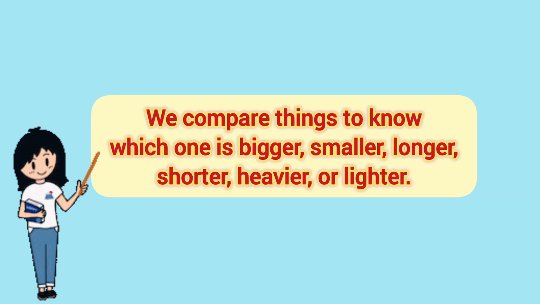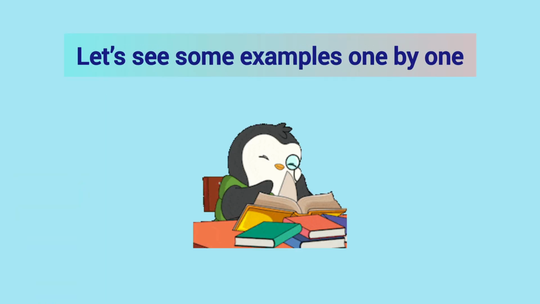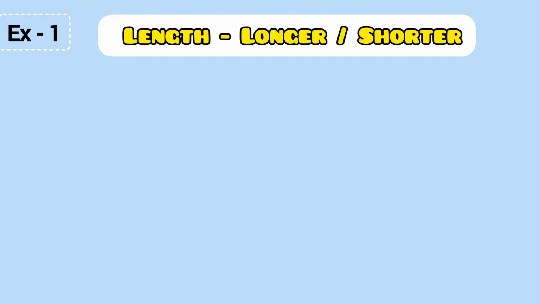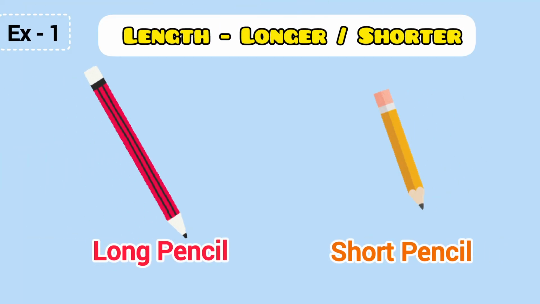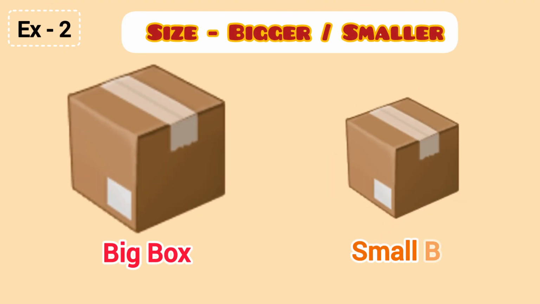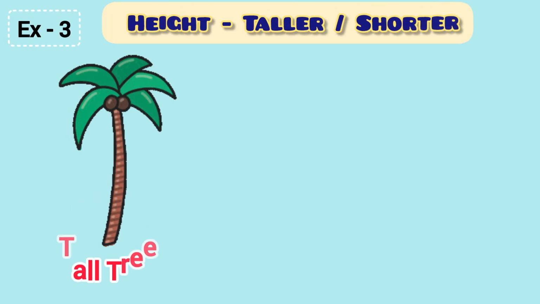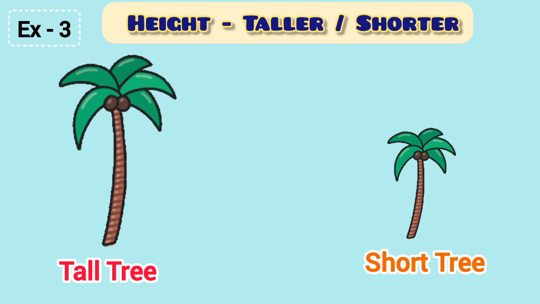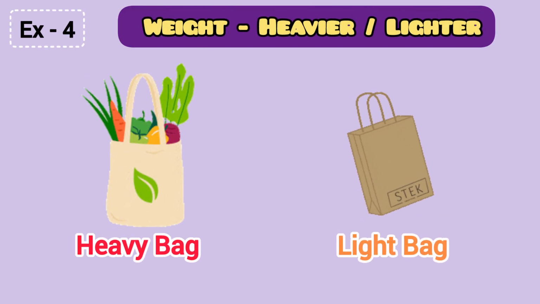We compare things to know which one is bigger, smaller, longer, shorter, heavier or lighter. Let's see some examples one by one. Length: longer, shorter. Size: bigger, smaller. Height: taller, shorter. Weight: heavier, lighter.